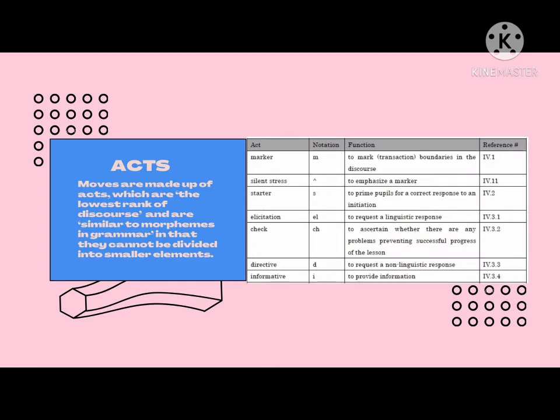Moves are made up of acts, which are the lowest rank of discourse and are similar to morphemes in grammar in that they cannot be divided into smaller elements. In the next slides, we could see the types of acts, their notation, and their functions.